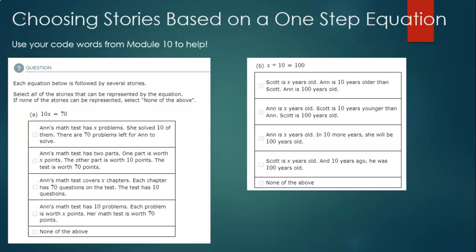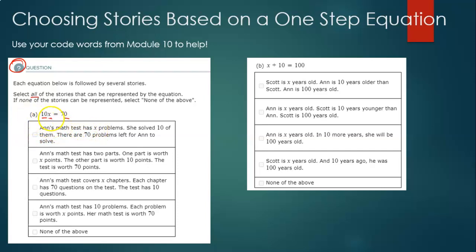So we're going to start by choosing a story based on a one-step equation. Don't forget that you should have your code words still listed from Module 10 to help you. One of the things I want you to notice is it says select all of the stories that can be represented by the equation. So there might be more than one for each one. For A, what we've got is 10 times some variable equals 70. I'm just going to go through this step by step.